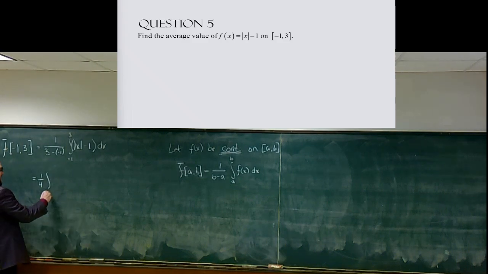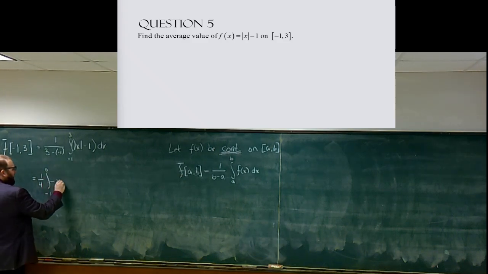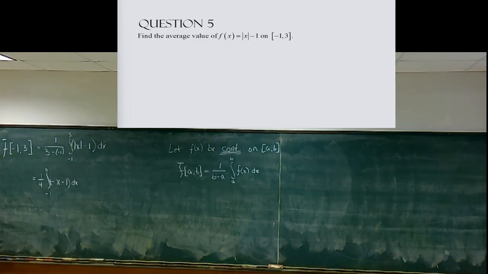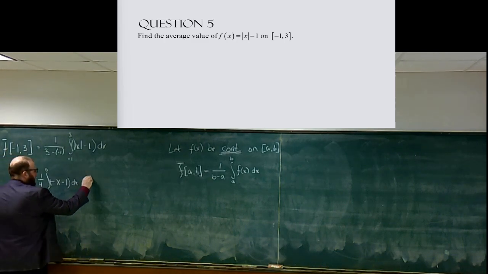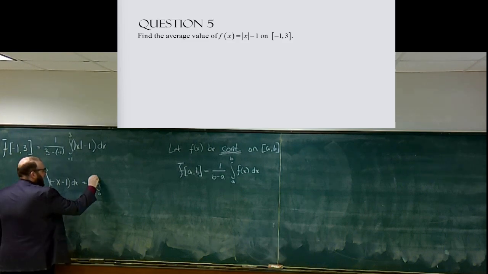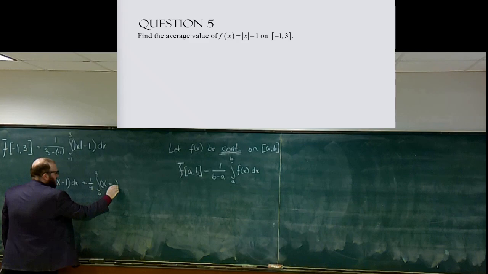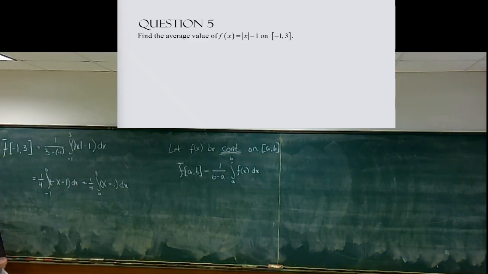Well, x is negative from -1 to 0, right? Absolute value of x would then become negative x, right? And that's positive from 0 to 3. Absolute value of x then just becomes positive x. So I have to split this into two integrals, kind of like if it's discontinuous.